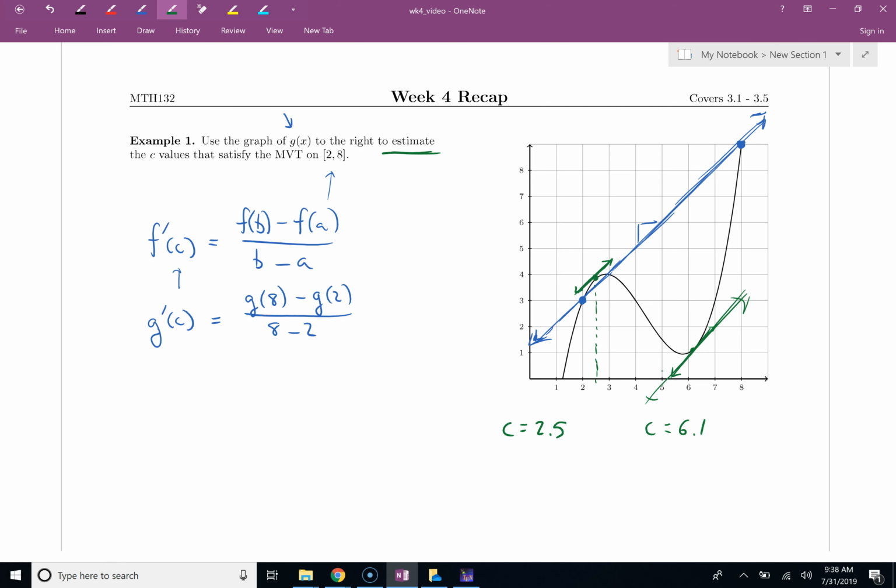And that's it. There are extra conditions on the C values. So for instance, they have to lie inside of this interval from 2 to 8. But notice that 2.5 and 6.1 both lie inside of this interval from 2 to 8. And so these are the only two solutions there. All right, that was example number 1. Let's go ahead and move on to example number 2.